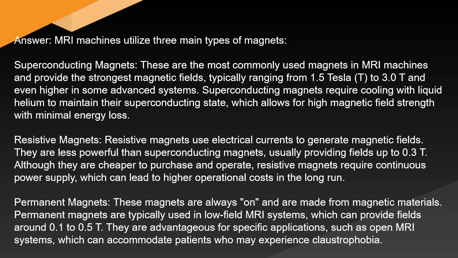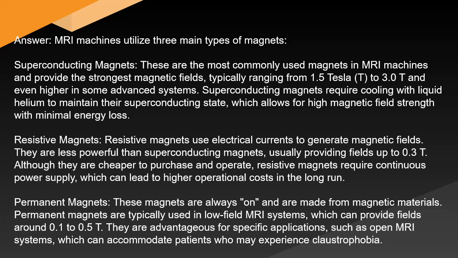Resistive magnets. Resistive magnets use electrical currents to generate magnetic fields. They are less powerful than superconducting magnets, usually providing fields up to 0.3 T. Although they are cheaper to purchase and operate, resistive magnets require continuous power supply, which can lead to higher operational costs in the long run.